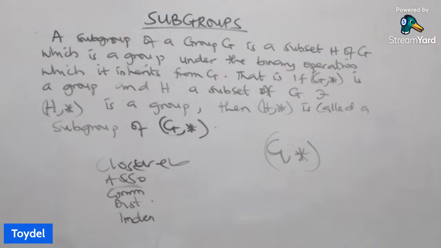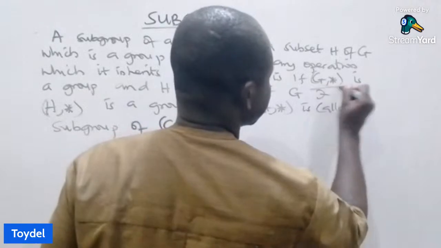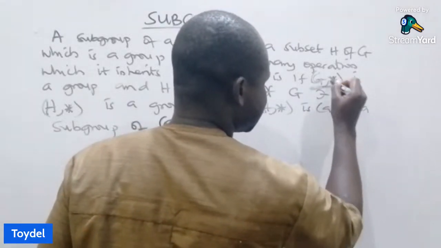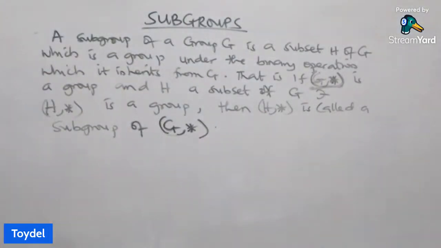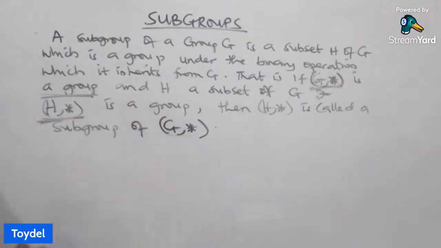So let me introduce subgroups properly. As we have it on the board, a subgroup of a group G is a subset H of G which is a group under the binary operation which it inherits from G. That is, G is a set, and there is a binary operation asterisk beside G. If G, asterisk is a group, and H is a subset of G such that H, asterisk is also a group, then H, asterisk is called a subgroup of G.